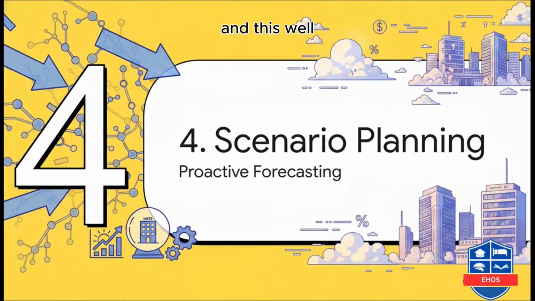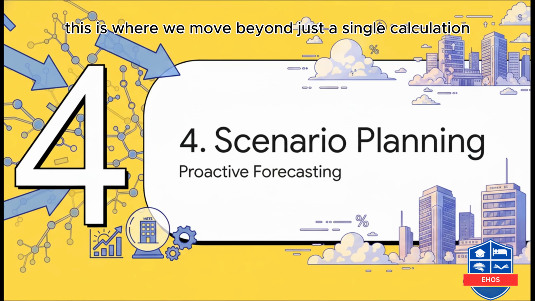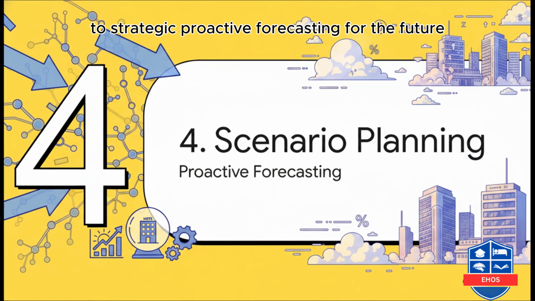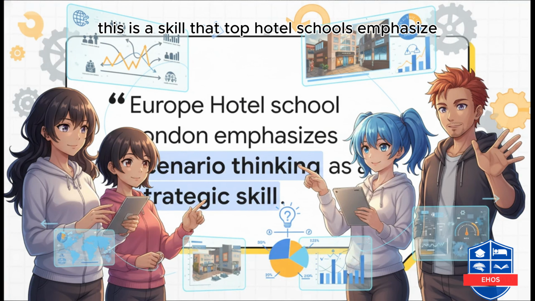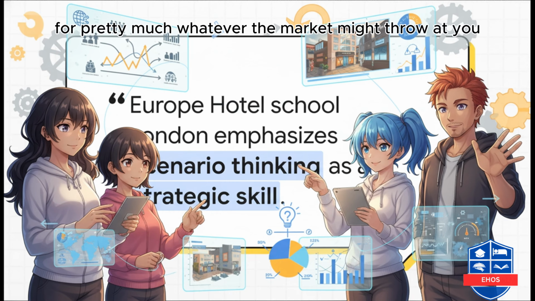And this brings us to where the tool gets really powerful. This is where we move beyond just a single calculation to strategic, proactive forecasting for the future. And this is a skill that top hotel schools emphasize for a very good reason. Scenario thinking takes you beyond just crunching the numbers. It's about developing the strategic foresight to anticipate and prepare for pretty much whatever the market might throw at you.